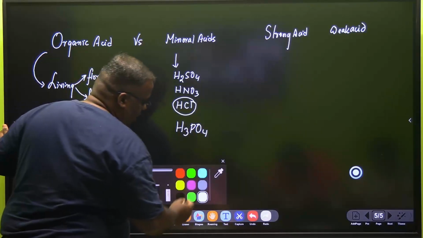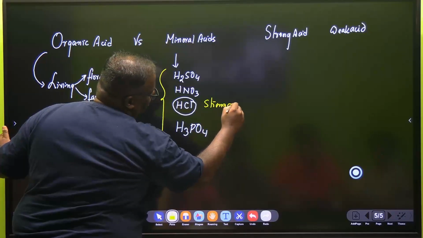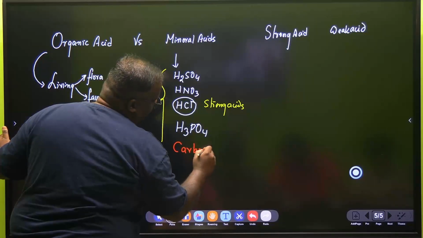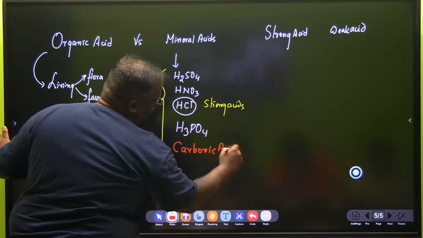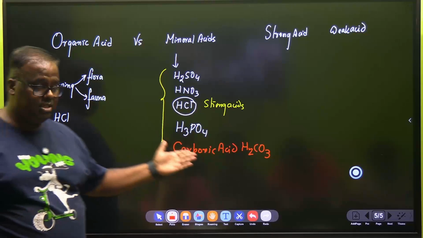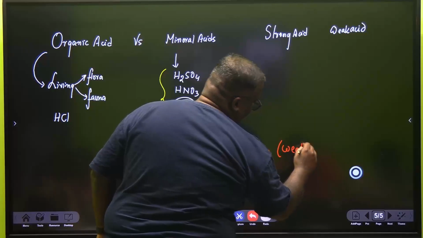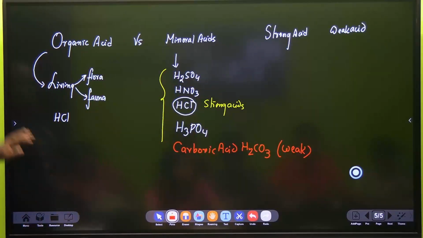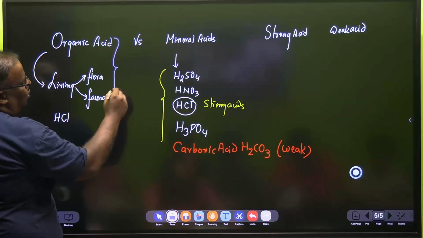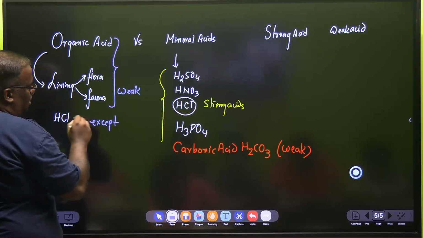Usually all mineral acids are strong acids, with an exception of an acid named carbonic acid, the one which is there in your Pepsi or Coke, H2CO3. Carbonic acid is a mineral acid, but this acid is weak. Means you can drink it, no issues. Agreed? And all natural acids, that is the organic acids, are always weak acids, except the one that is there in your stomach, hydrochloric acid.